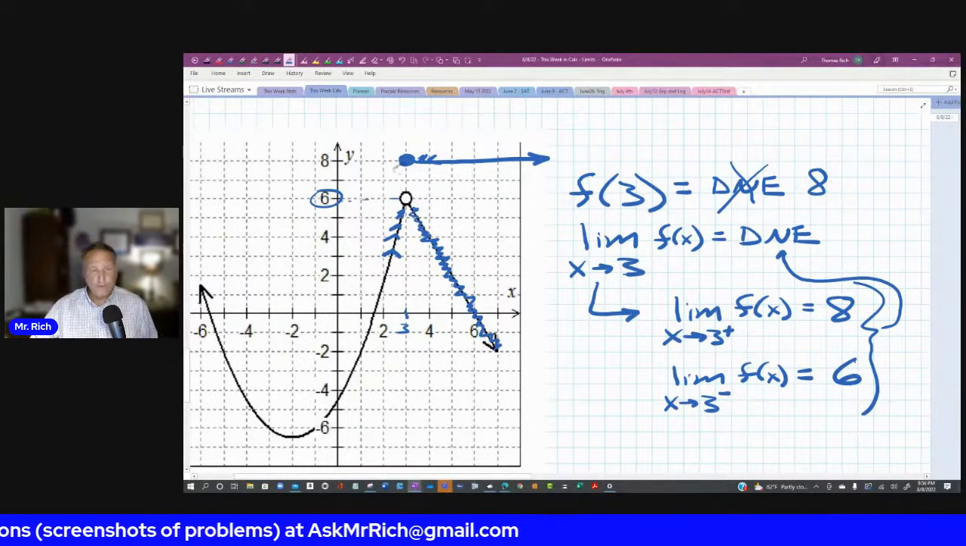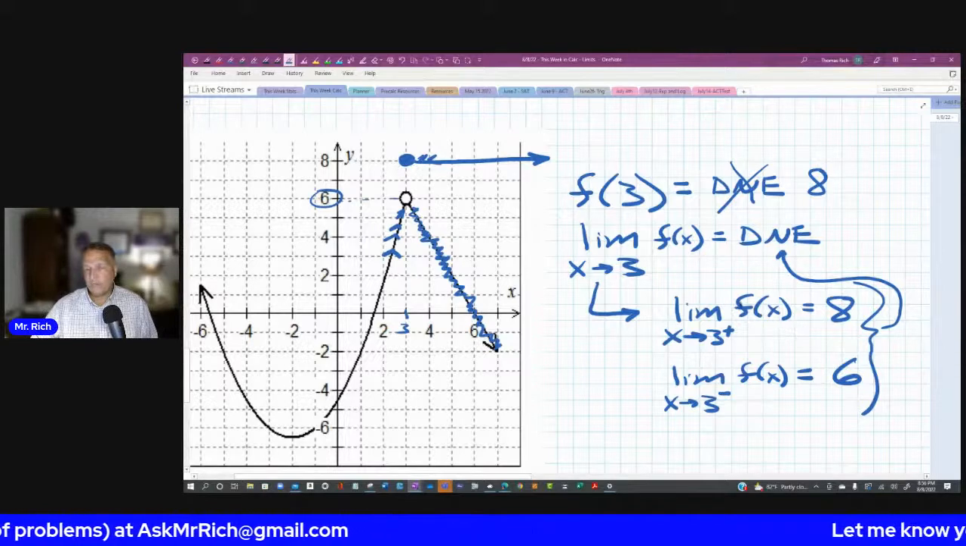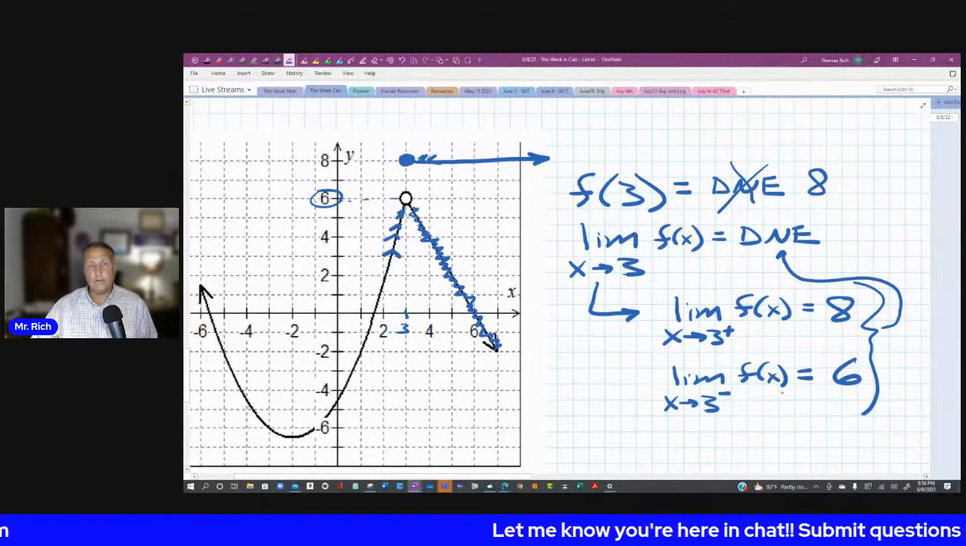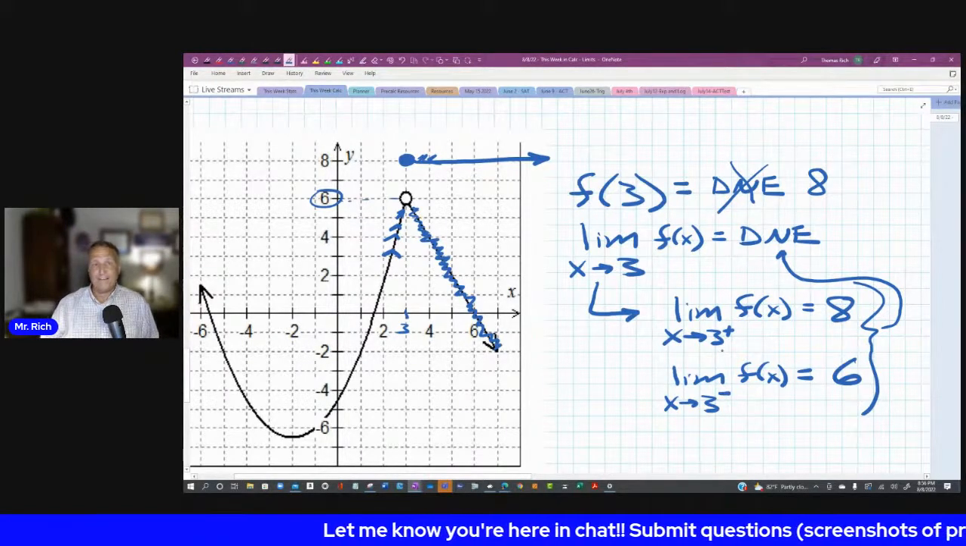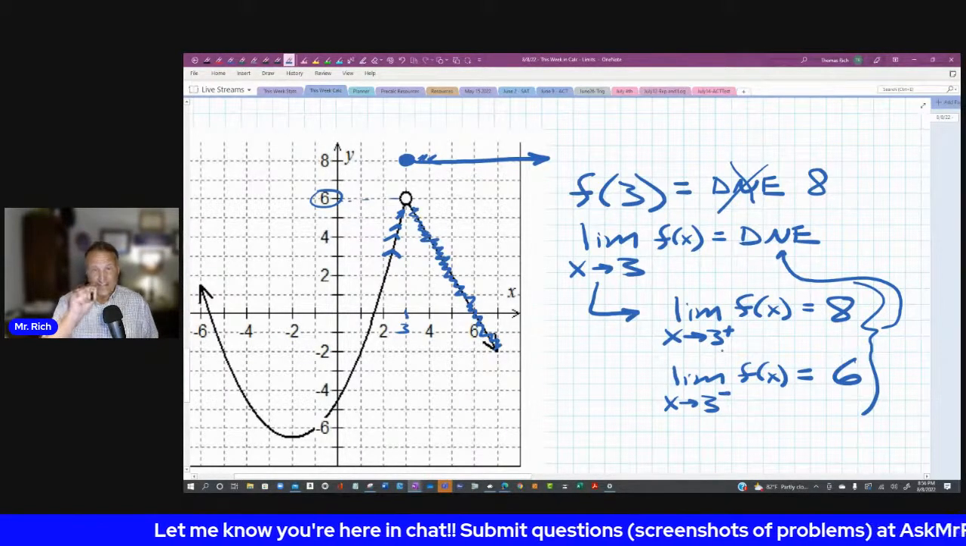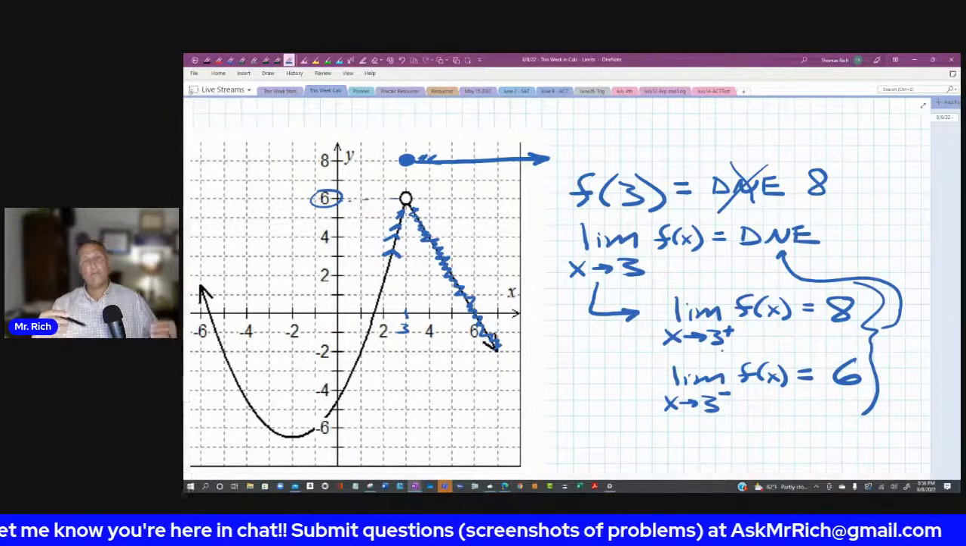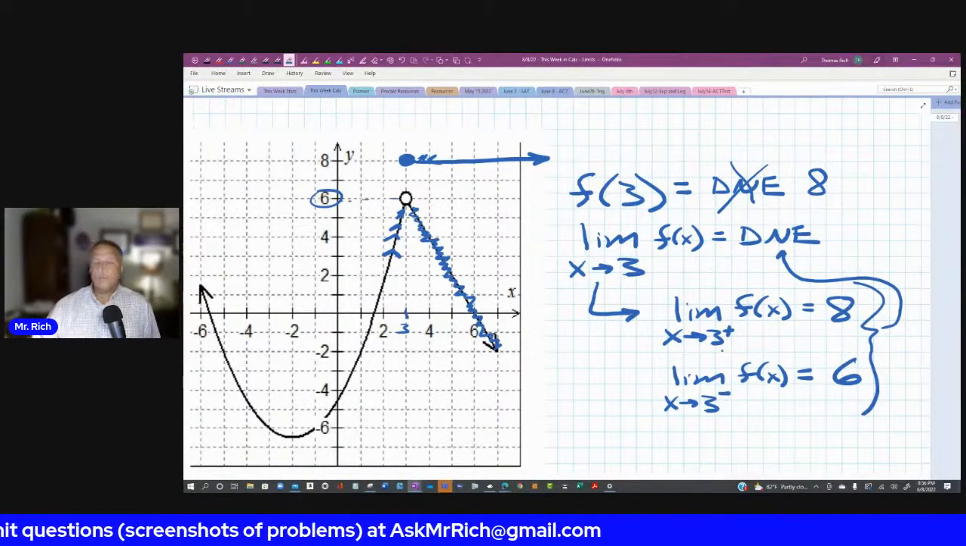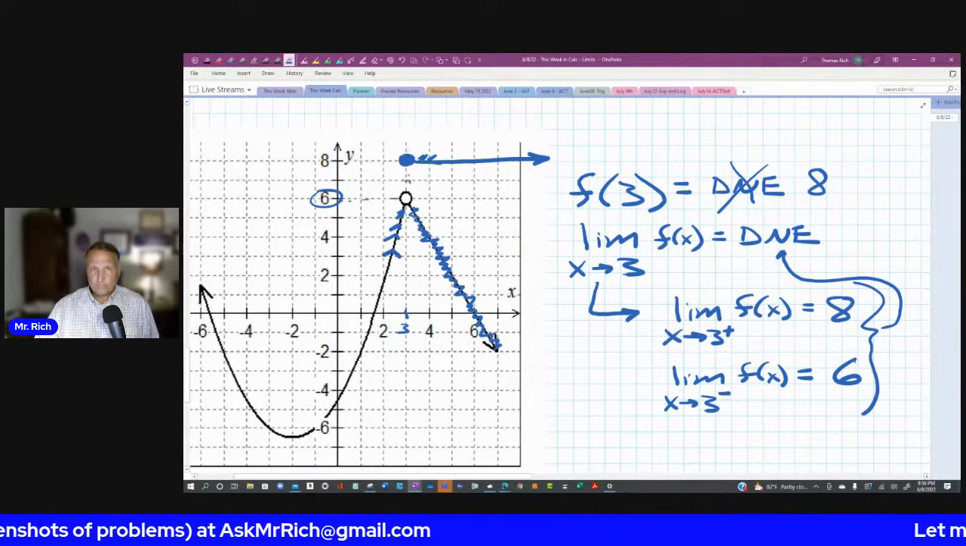Now, would filling in that dot change either of these right and left-handed limits? It would not change it at all, right? Because limits aren't talking about that particular exact x value anyway. They're talking about what's happening as you get very close to that x value. So that's what that would look like.